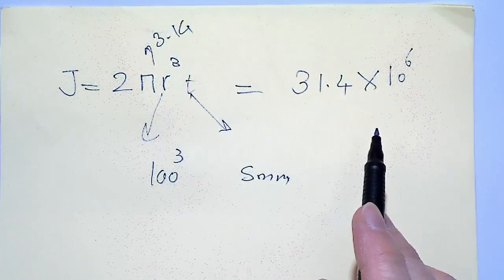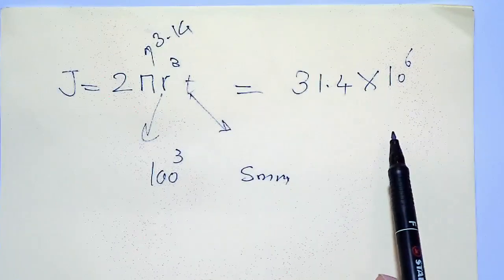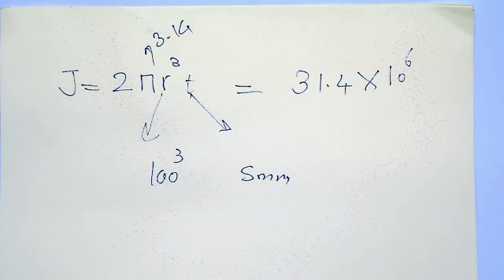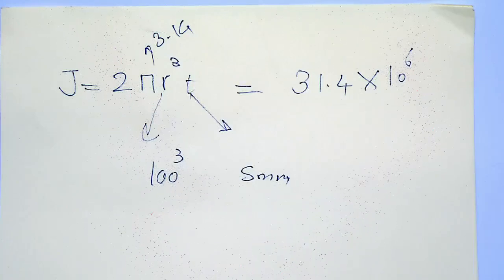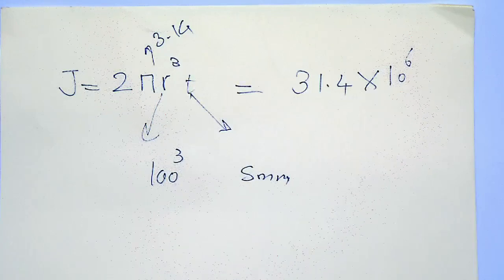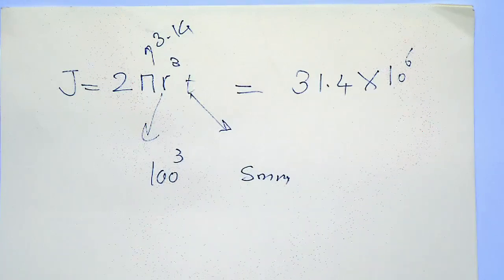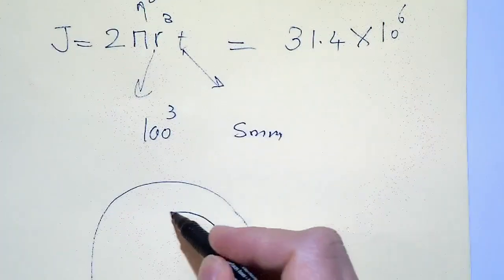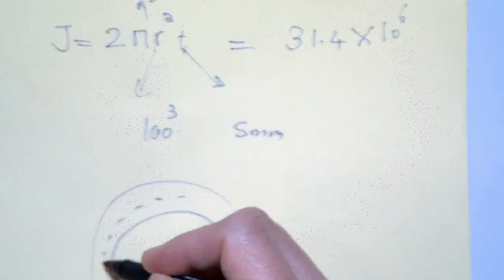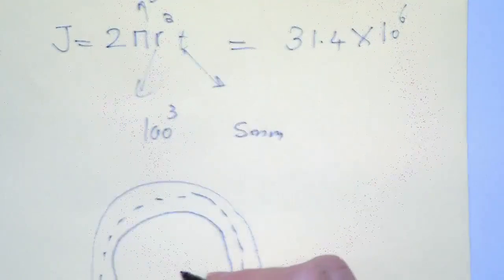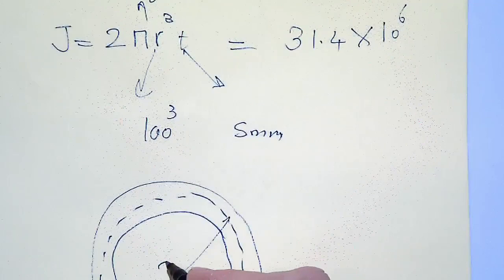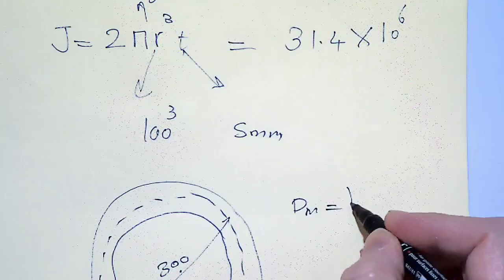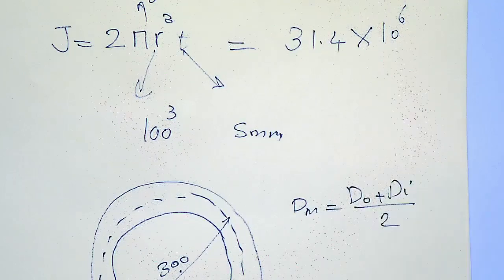Are you happy with it? Maybe you assumed 100 millimeters is the outer diameter or inner diameter. That's why you ended up with a different value. You don't need any diameter, but however, if you want to assume it's an inner diameter, so we've got this is the tube, I give it a bit of thickness, so this is the mean diameter. So mean diameter is equal to outer diameter plus inner diameter divided by 2.